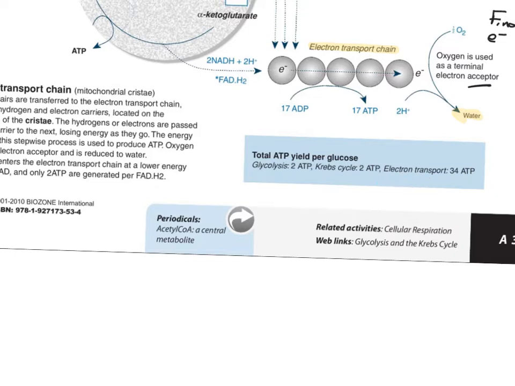This is an answer for a previous question. This is called oxidative phosphorylation. Why is it oxidative? Because it's using what? Oxygen. The electron transport chain uses oxygen.